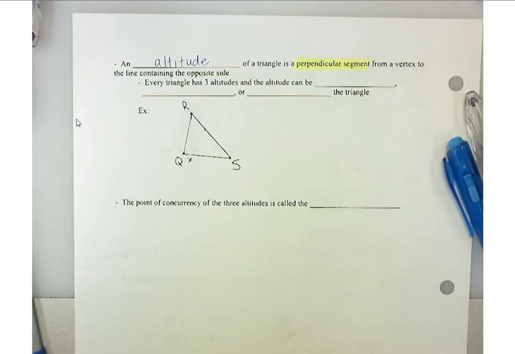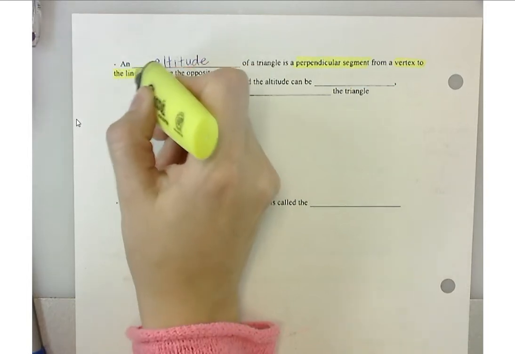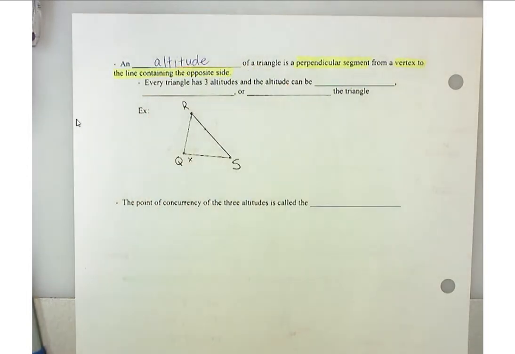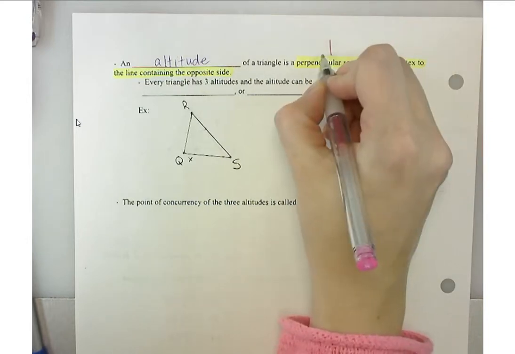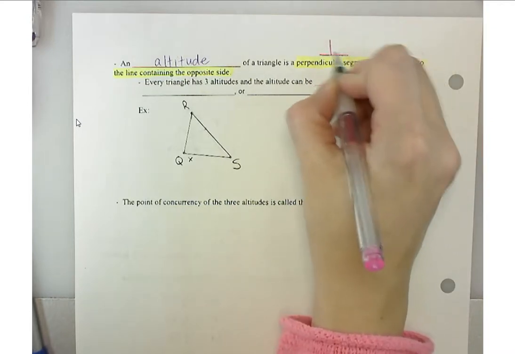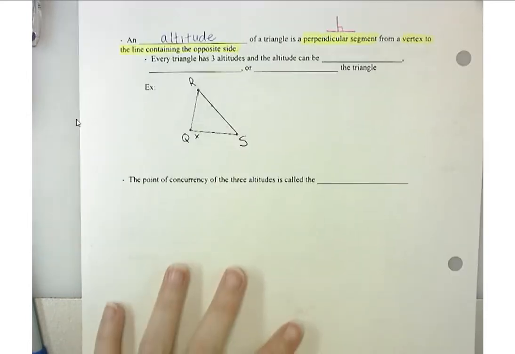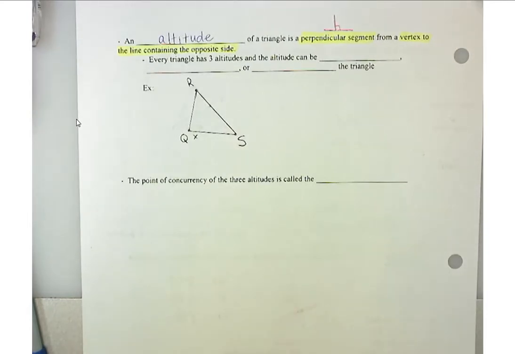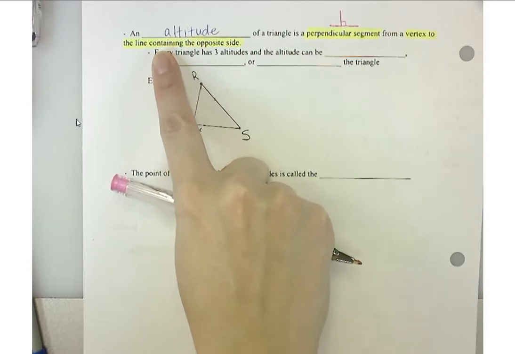This perpendicular segment is going to go from the vertex to the line containing the opposite side. Okay, so it's important to remember that when we have a perpendicular segment, Matt, that means that there's going to be what? A right angle. Just like the height always has to have a right angle, the altitude is the same way. Now, a lot of times when we think of the height, we think of top to bottom, but that's not always the case. It just has to form a right angle with a vertex and the opposite side.